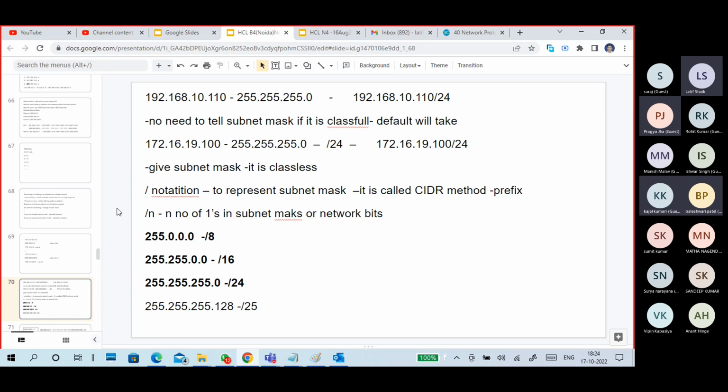If you change the subnet mask and use a customized subnet mask, then it is compulsory to tell what your subnet mask is. Whether it is classful or classless, meaning whether you are using the default subnet mask or a different subnet mask, you can represent the subnet mask in slash notation. That is also called a prefix. This method is called the CIDR method, classless inter-domain routing. It's a prefix.